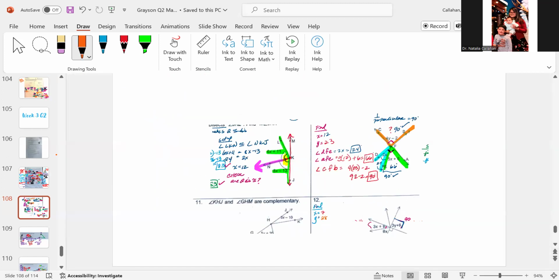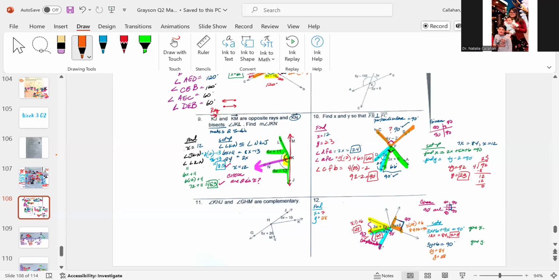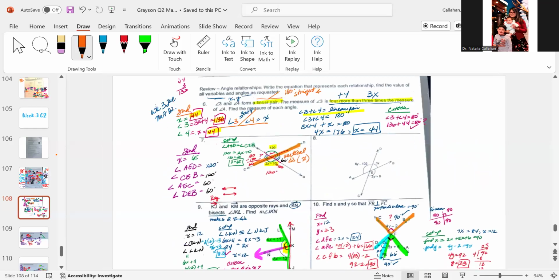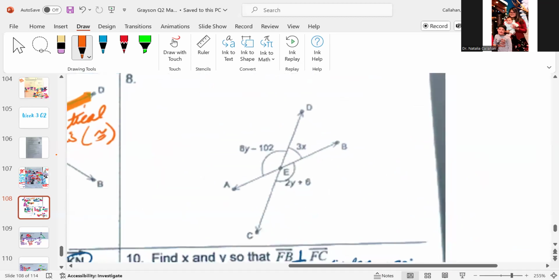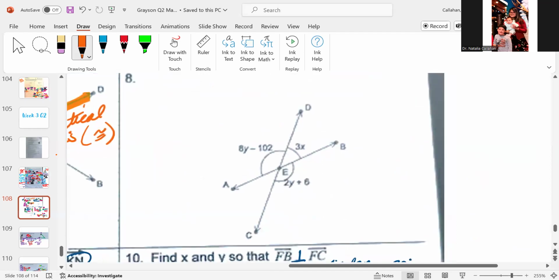Do you want to go over number 11 or do you want to go over number 8? Which one do you want to go over? Number 8 because I didn't know. Okay, so let's start off with given. Remember how I always tell you what's given? What's given here? What do you see here? What do you see that will potentially help you solve this?